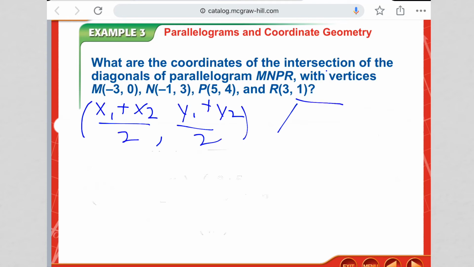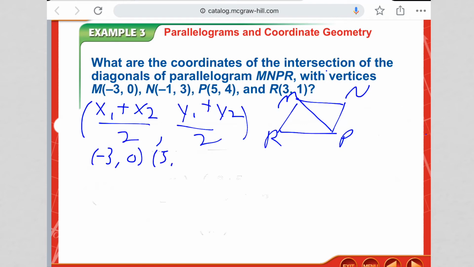So I'm just going to draw a random parallelogram here. And when we label it, it's got to go around clockwise. So it'll be M, N, P, R. So make sure it goes around in a circle. So that means my first diagonal here is M and P. So I'm going to write down the coordinate for M, and then I'm going to write down the coordinate for P. Remember, it goes x1, y1, x2, y2.